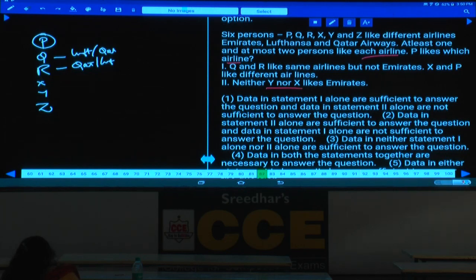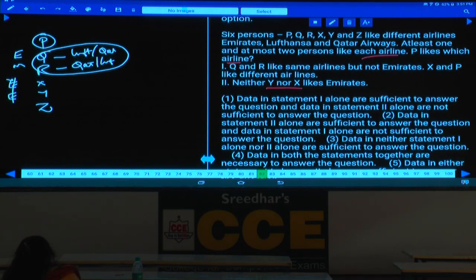Now, what is the information here? Emirates cannot be here and Emirates cannot be here. As Emirates cannot be in these two, 1 alone is not sufficient, and 2 alone is not sufficient. So let us combine these two. Now, Q and R do not like Emirates, because Q and R like either Lufthansa or Qatar, in any order.